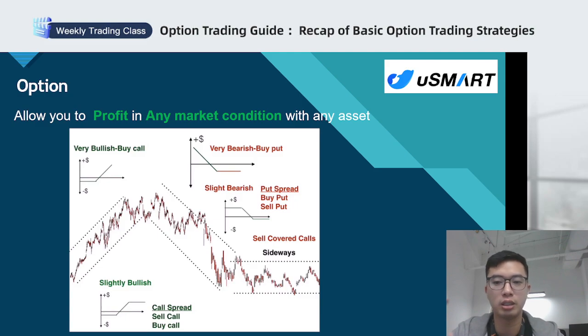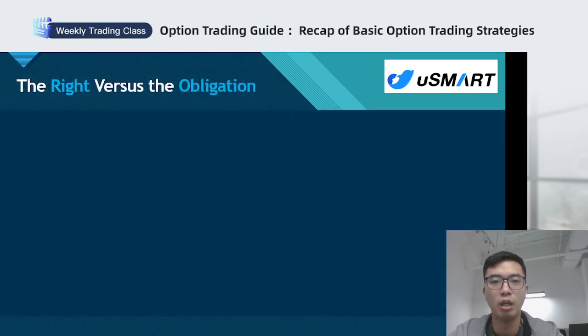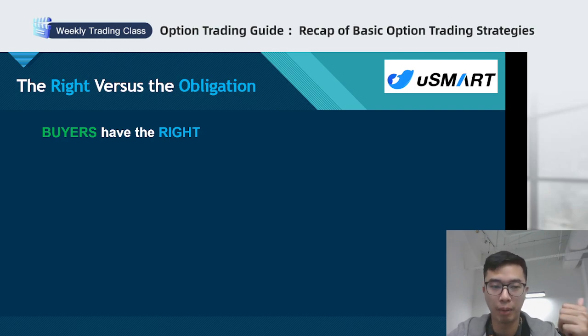Okay, so this is the basic understanding of what an option is. Options usually talk about these two things: the right and the obligation. Remember, the buyers always have the right. In options, there are two kinds of buyers, call buyers and put buyers. They have the right. You all must remember, in options, the buyers always have the right.